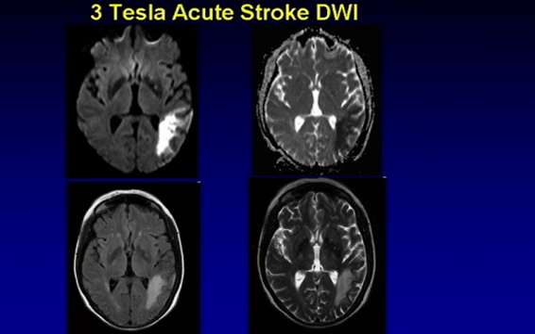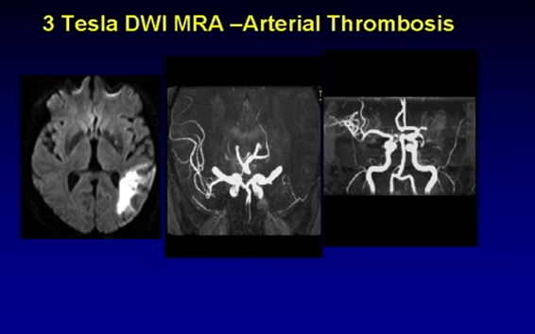Here's a patient, again, scanned on our 3T with abnormality on DWI, diffusion restriction, with a corresponding area of low signal on the ADC map, in keeping with an acute infarct. Here's a time-of-flight MRA demonstrating occlusion of the MCA branches, again confirming that this is an acute MCA stroke.